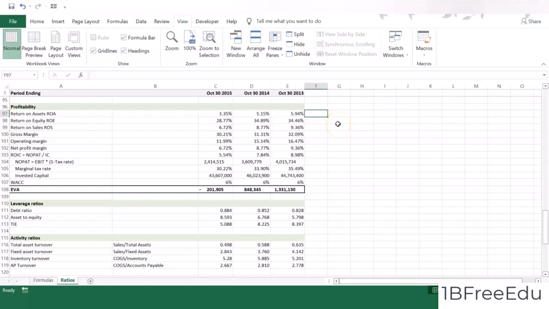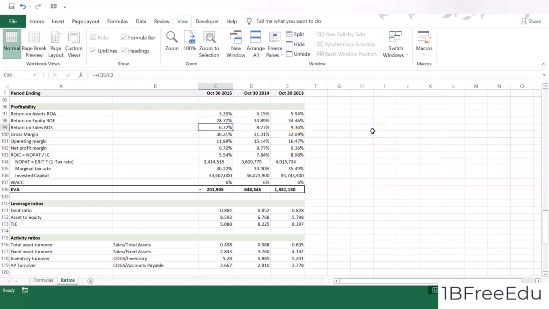In our case, the ROA is okay. Everything that is above 5% is good, and everything that is above 20% is excellent. But we can see that our ROA has been slowly deteriorating with years. And our return on equity is also good.